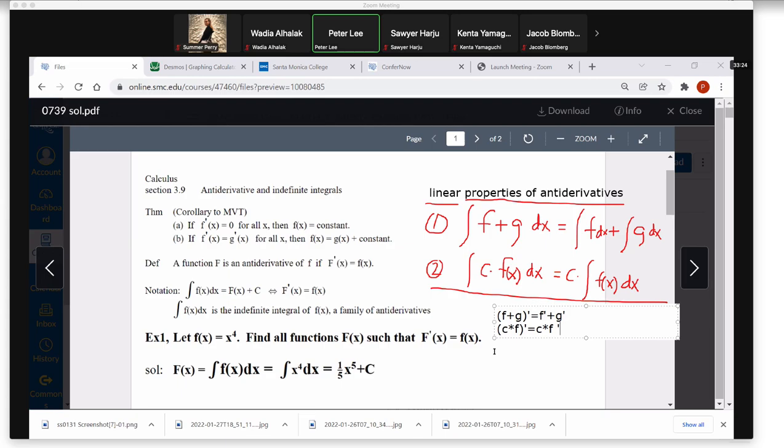How about the many other things which are linear? How about the limit? The limit of f plus g is equal to the limit of f plus the limit of g. And how about the limit of t times f? Of course, the limit has to exist. That is t times the limit of f, with any kind of limit I'm talking about. So the limit is also what we call a linear operator.